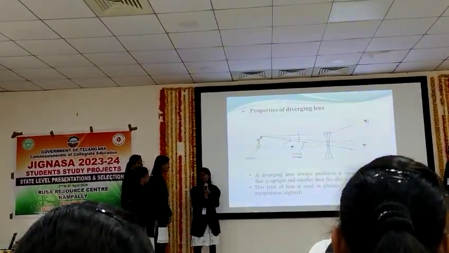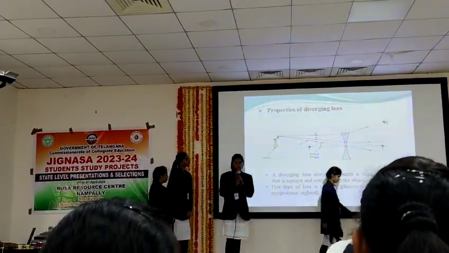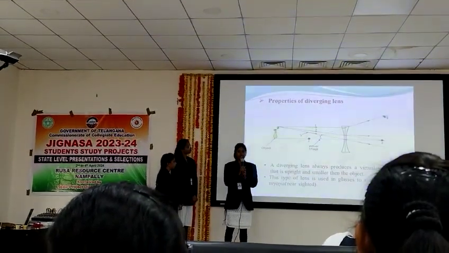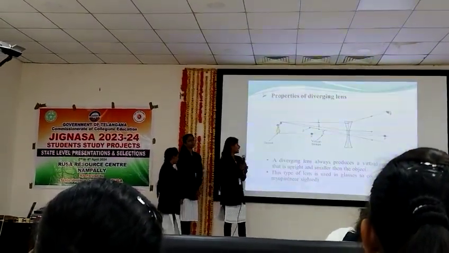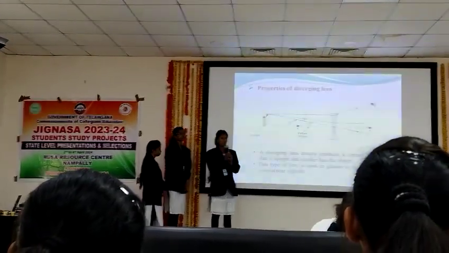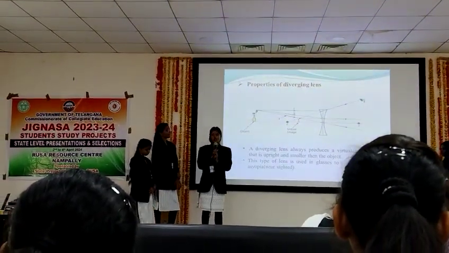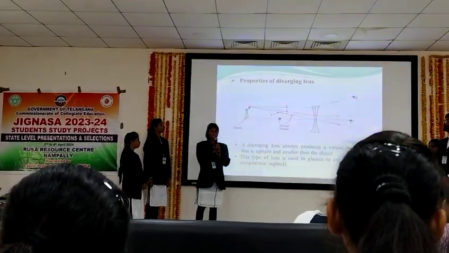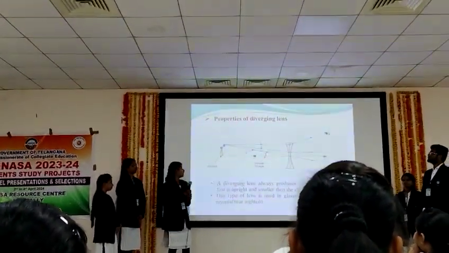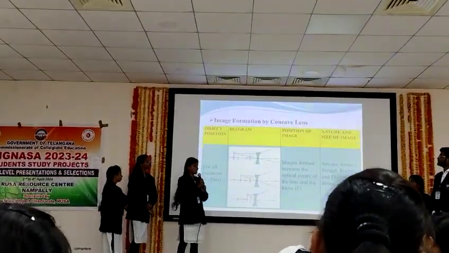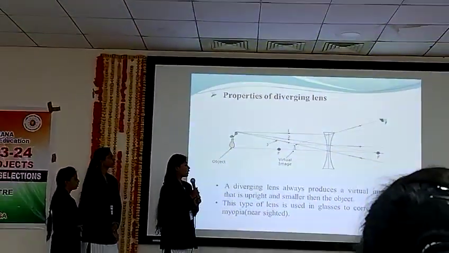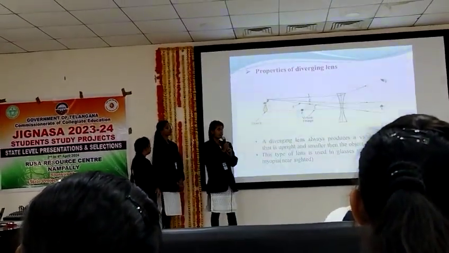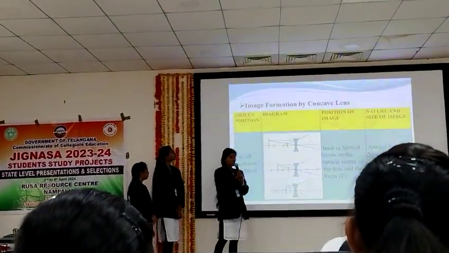The next topic will be continued by my friend. Properties of a diverging lens. It has three rules. When a light ray goes parallel to the principal axis, it will diverge away from the principal axis. In rule 2, when a ray goes towards the focus, it will go parallel to the principal axis after refraction. In rule 3, when a ray goes through the optical center, it will go straight without any deviation. A concave lens acts as a diverging lens. It always produces a virtual image which is upright and smaller than the object, and it is used to correct nearsightedness, myopia.